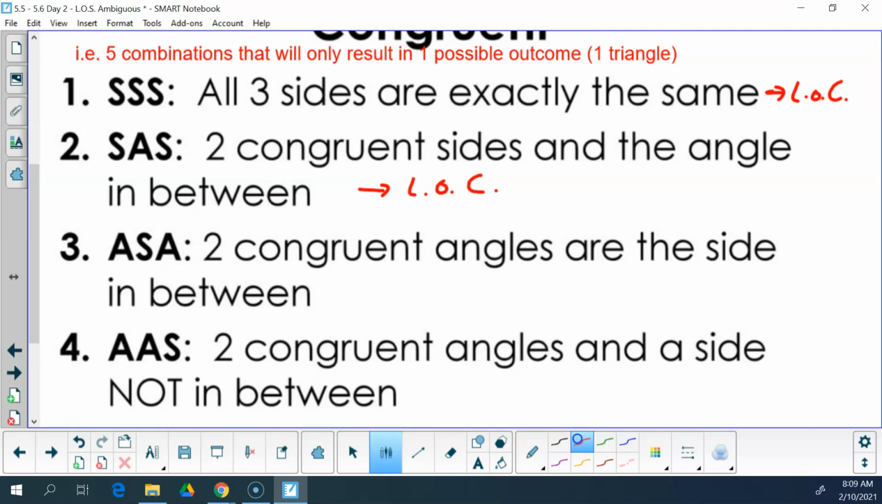Angle side angle, this is a law of sines type of problem. Because we can use the triangle sum theorem to find the third missing angle, and then we have that complete fraction.